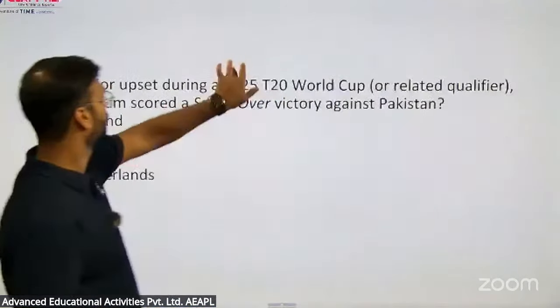In a major upset during the 2025 T20 World Cup or related qualifier, which team scored a super over victory against Pakistan? Now, this is a question from the Men's T20 World Cup 2025, which was won by India. We all know India won the Champions Trophy.